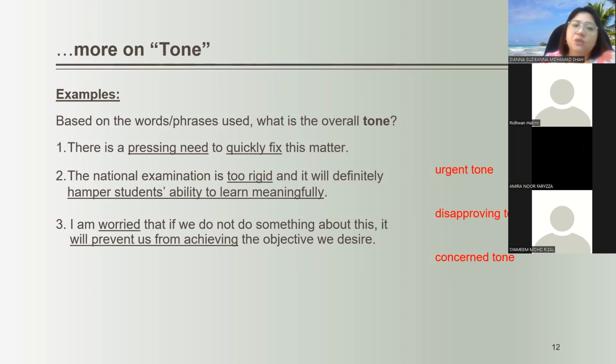So when you read your article, because this tone is also used for your forum as well, hence, when you look at your article, look for the keywords, look for the words or phrases in order for you to identify the overall tone.